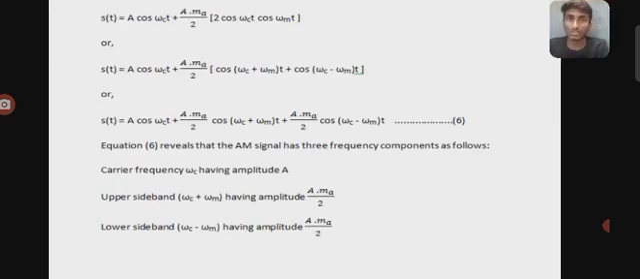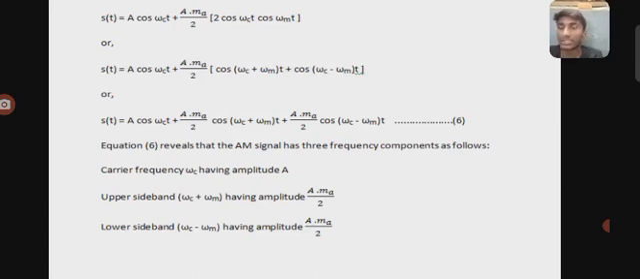Coming to the related calculation, s of t is equal to A cos omega c t plus A into ma by 2 into 2 cos omega c t plus cos omega c t. After doing some calculation, we get the final equation as A cos omega c t plus A dot ma by 2 into cos of omega c plus omega m t plus A dot ma by 2 cos of omega c minus omega m t. Here omega c and omega m denote the angular frequencies of the message signal and carrier signal. So equation 6 reveals the AM signal has 3 frequency components as follows.